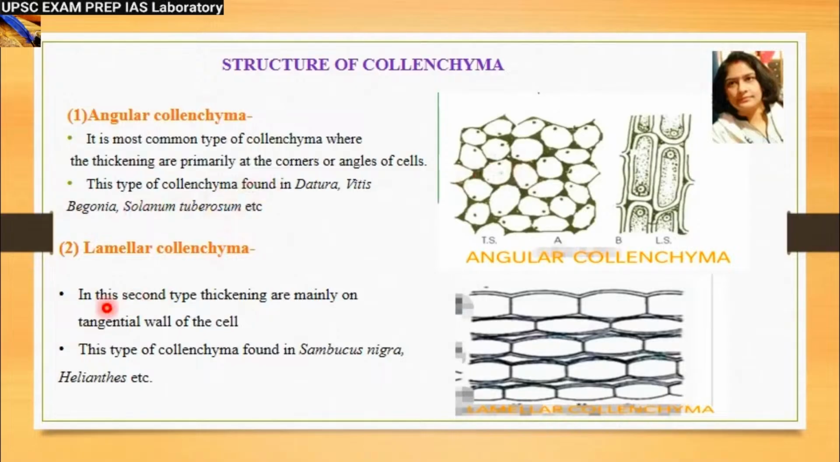The next one is lamellar collenchyma. In this second type of collenchyma, thickenings are mainly on the tangential wall of the cell. In this type of collenchyma, cells are compactly arranged without intercellular spaces. This type of collenchyma tissue is found in stems of Sambucus nigra, Helianthus, etc.